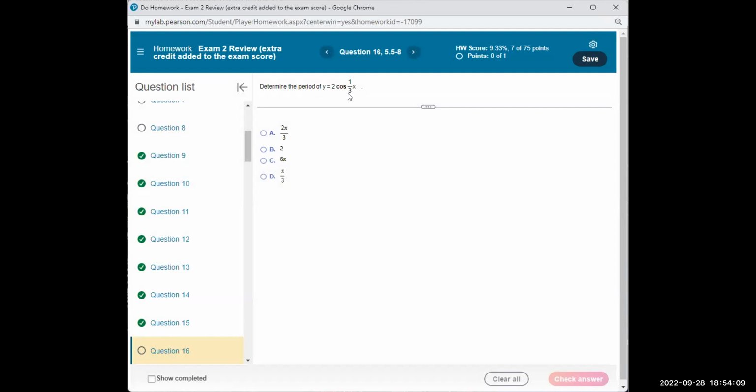Here, the constant in front of x is 1/3. You're going to take 2 pi divided by 1/3. When you divide by a fraction, you multiply by the reciprocal. And the reciprocal of 1/3 is 3. So this is going to be 2 pi times 3, which is 6 pi.